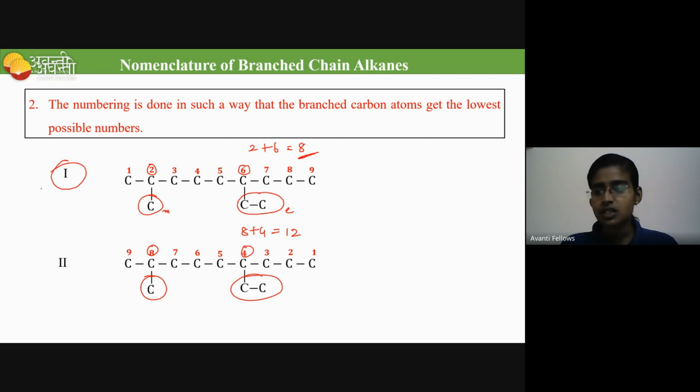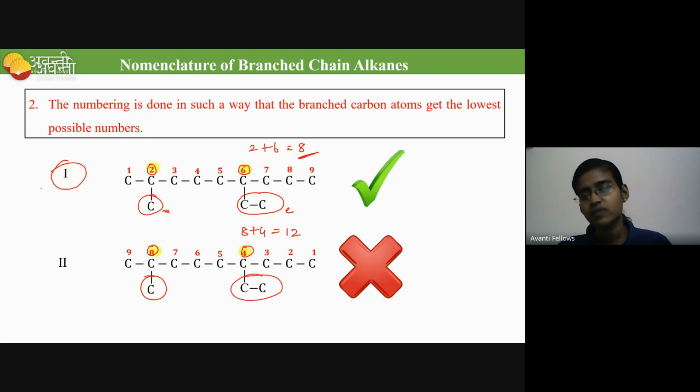This rule is called the locant rule. Getting the lowest number when adding the numbers of the carbons to which the substituents are attached. Okay. So you see 2 plus 6 is 8, which is correct. And 4 plus 8 is 12, which is wrong. Clear, students? First you find the parent chain and number accordingly.